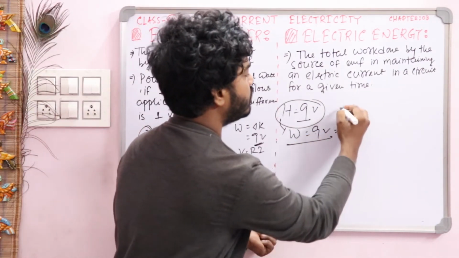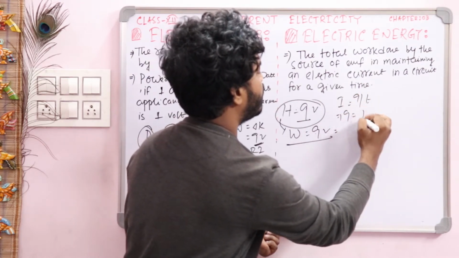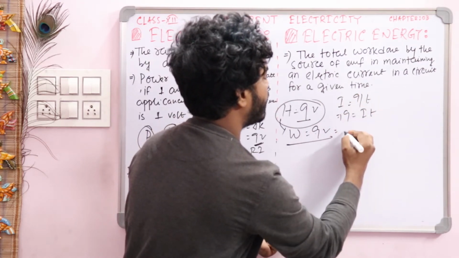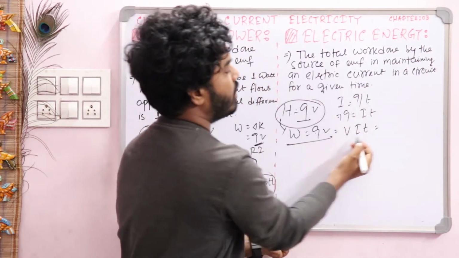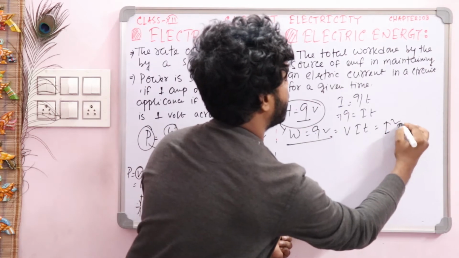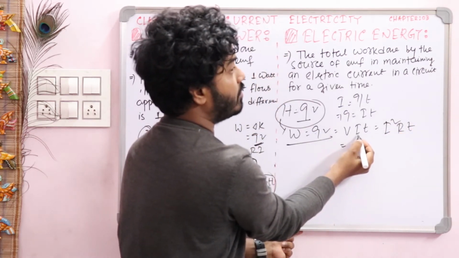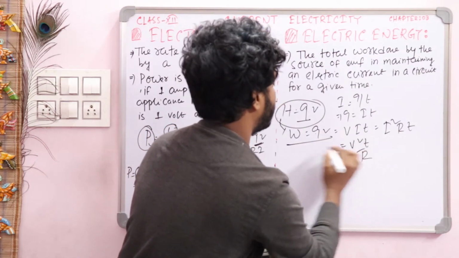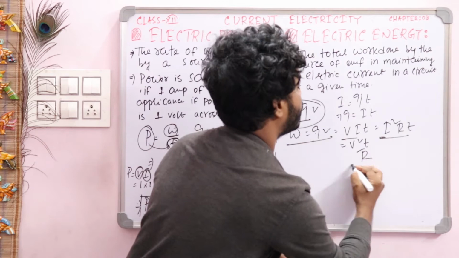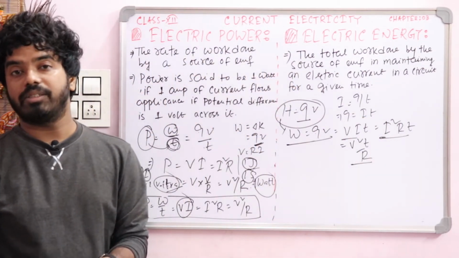Q is equal to I into T, since I equals Q by T. So this becomes VIT. Again, you can write V equal to RI, so this becomes I square RT. And here again you can use I equal to V by R, so this becomes V square T by R. So all these mathematical forms give the equation of electric energy.